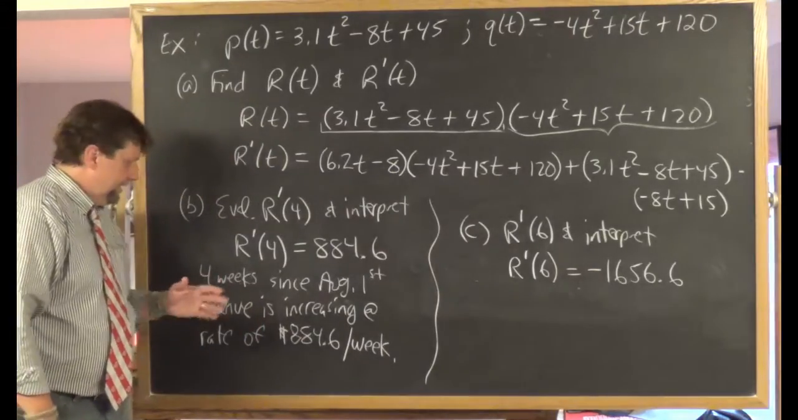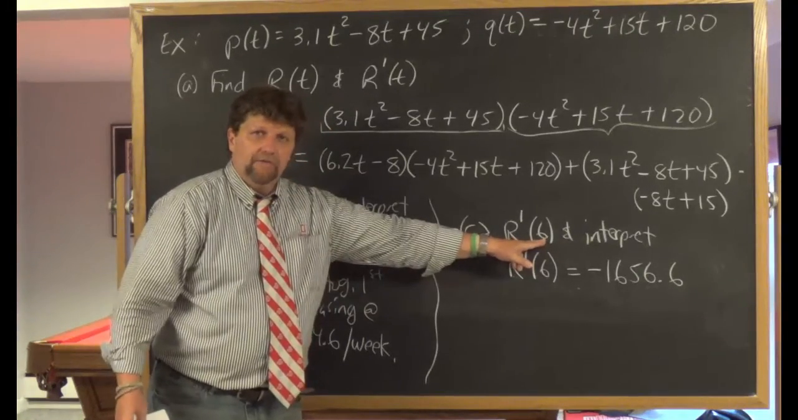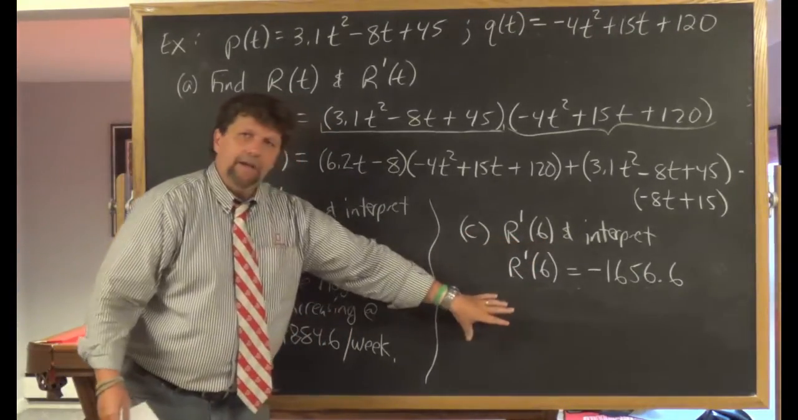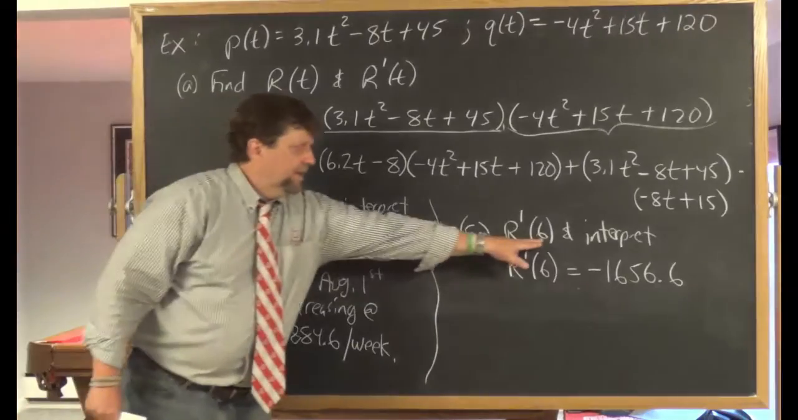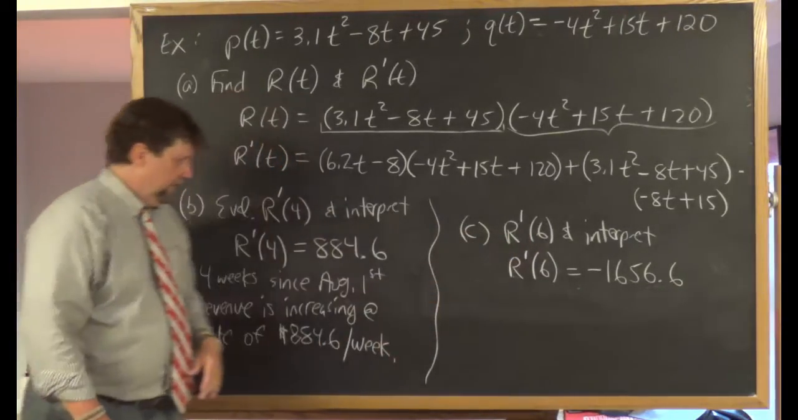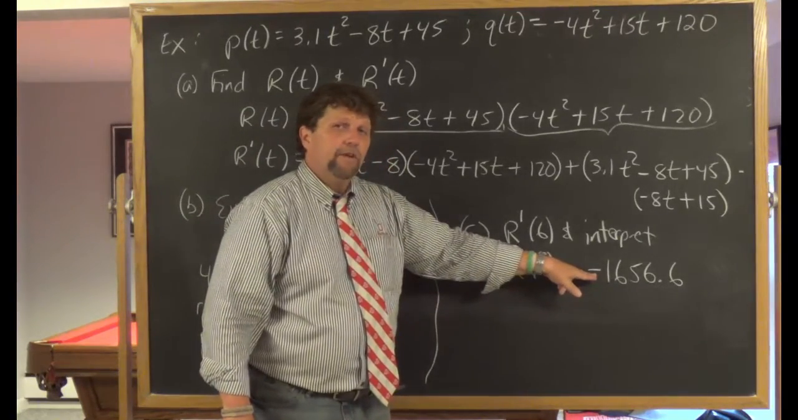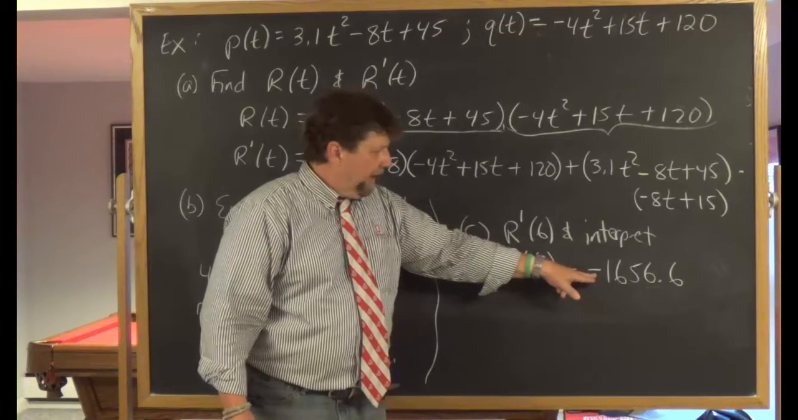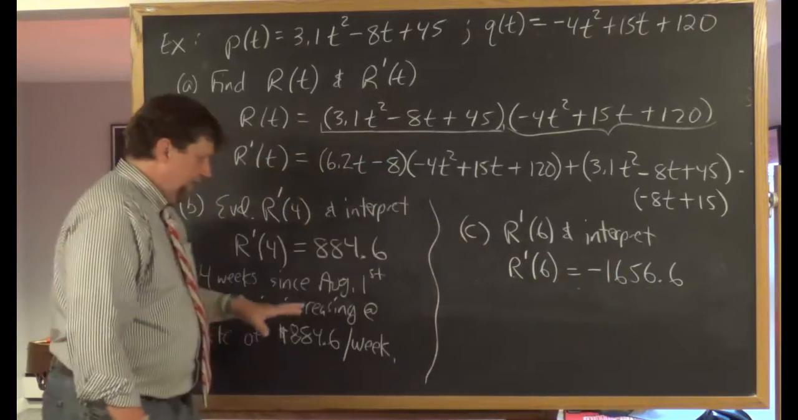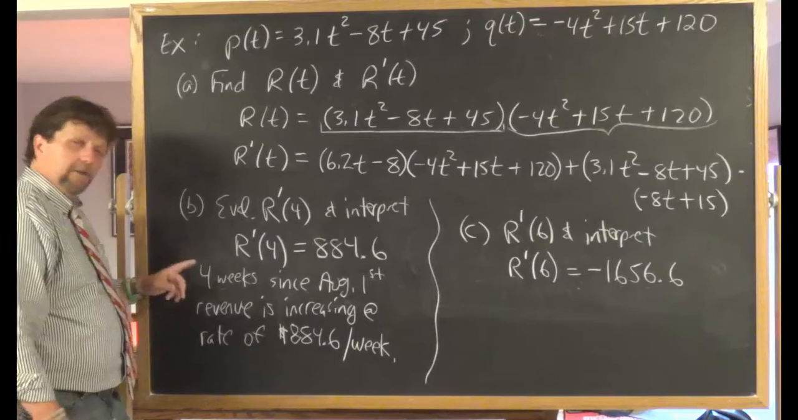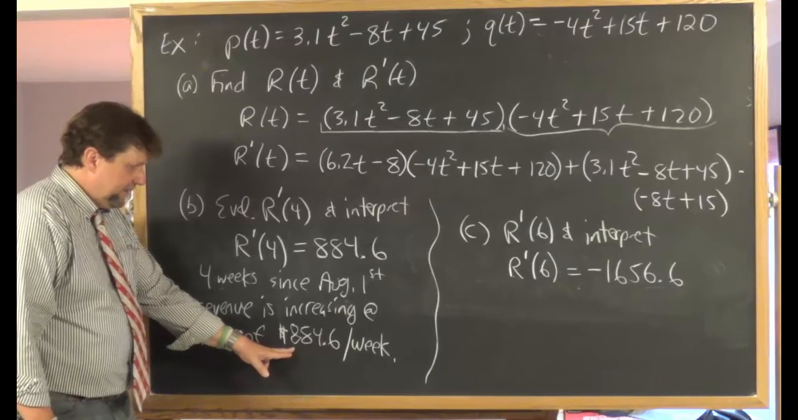Well, the interpretation is almost exactly the same as this. The only difference is 6 weeks since August 1st. So the interpretation here, and I'm not going to write it down, I'm just going to babble it. The interpretation is 6 weeks since August 1st. Revenue is, since it's negative, we would say the revenue is decreasing at a rate of $1,656.60 per week. So notice how it's almost exactly the same as this, except you'd have a 6 here, you'd have decreasing here, and you'd have 1656.6 here.